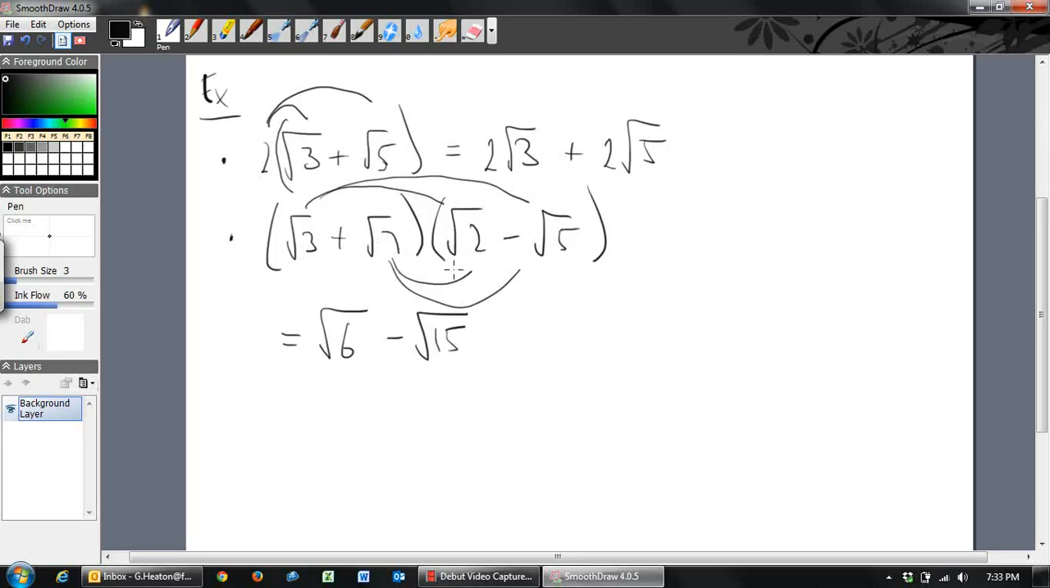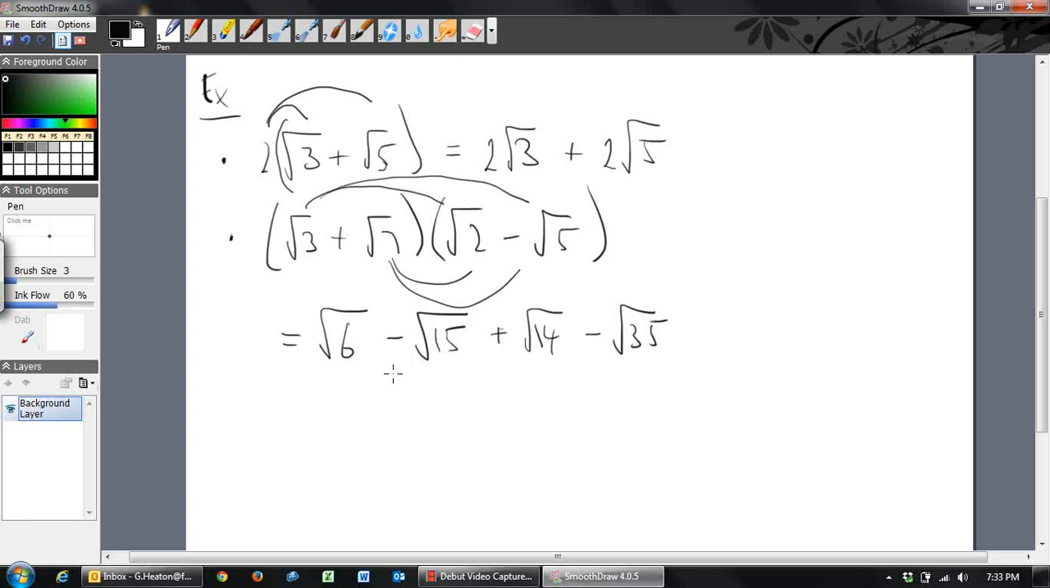What's positive root 7 times root 2? That's equal to positive root 14, 7 times 2. And what's root 7 times root 5? Well, that'll be 35, but it's negative root 5, so it'll be negative root 35.